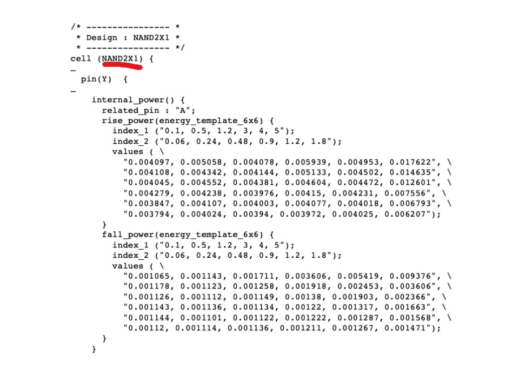And this is now a section of code under the output pin Y. So scroll to the section where it says internal power. And this section here with related pin A is the energy consumption, the energy consumed by switching activity, that is the short circuit current consumed by switching activity associated with a rise transition on the input pin A, and a fall transition on input pin A.